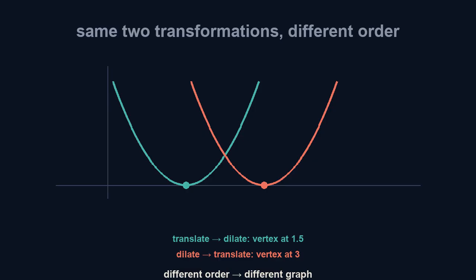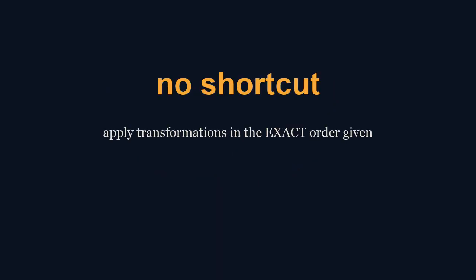Same 2 transformations. Different order. Different graph. There's no shortcut here. Do the transformations in the exact order the question gives them, one at a time. Swap the order, and you'll get the wrong answer, even though you used the right transformations.